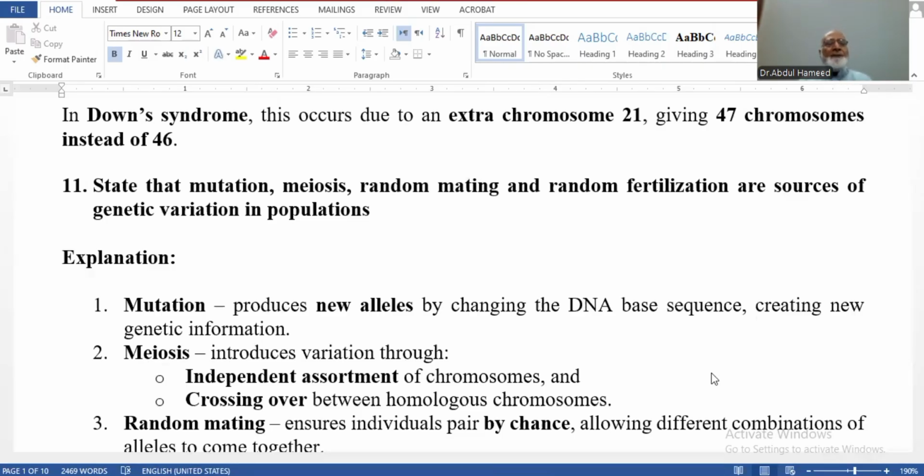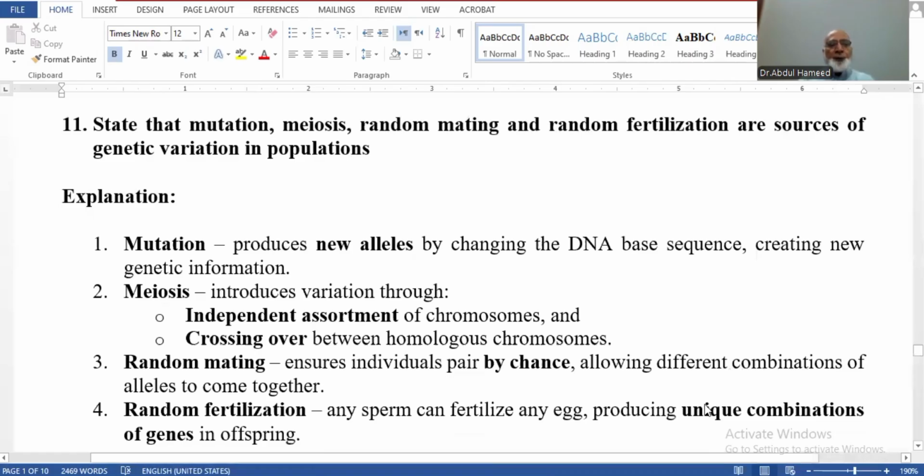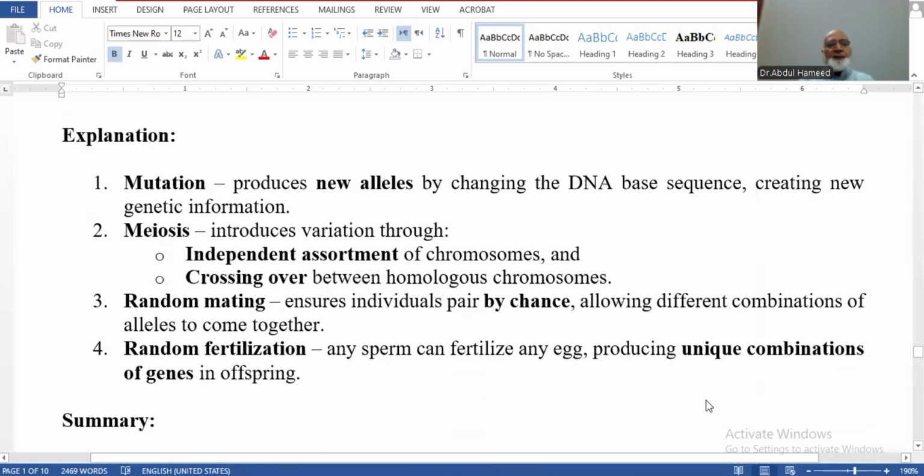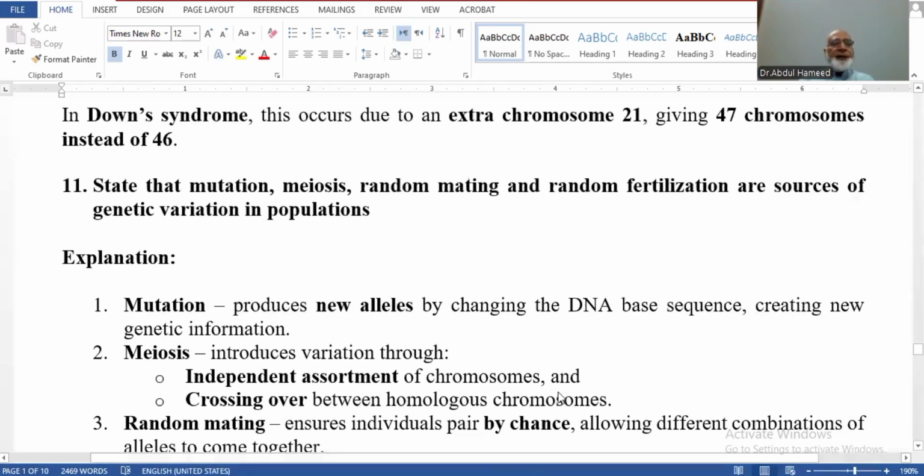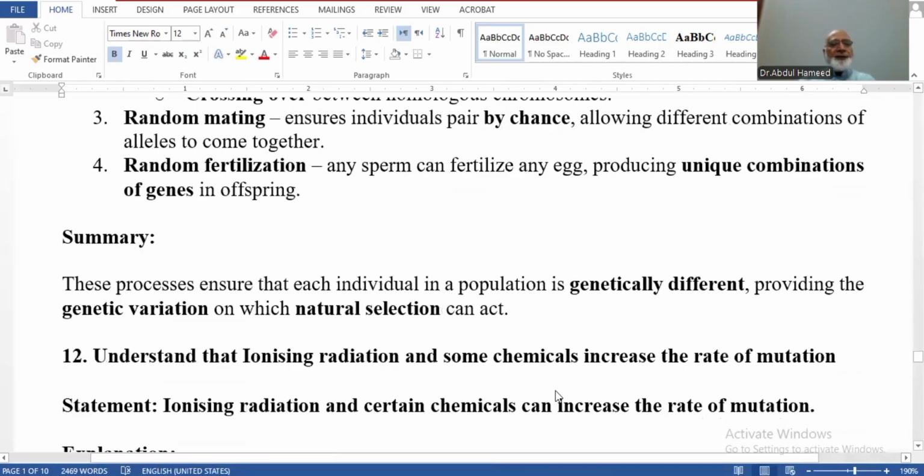So meiosis is only giving the reshuffling of genes, reshuffling of alleles, and the crossing between them, but the actual raw material is mutation. Random mating ensures individuals mate by chance, allowing different combinations of alleles to occur. There is no discrimination. In random fertilization, any sperm can fertilize any egg, producing a unique combination of genes in offspring. So these are the reasons for the change in a population. These processes ensure each individual in a population is genetically different, providing the genetic variation on which natural selection can act.